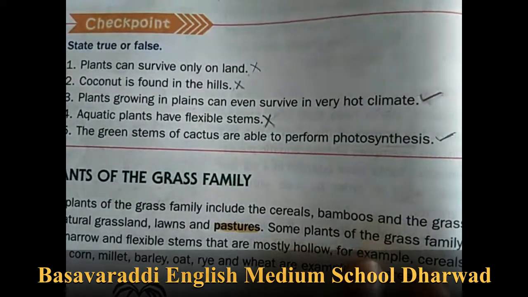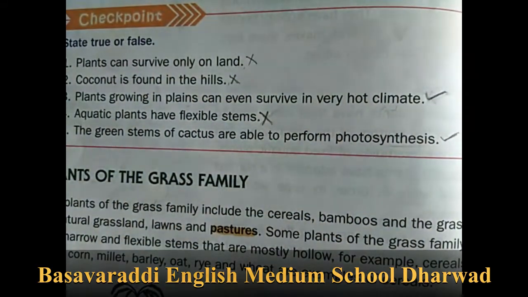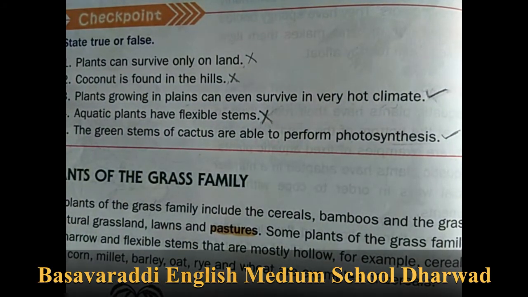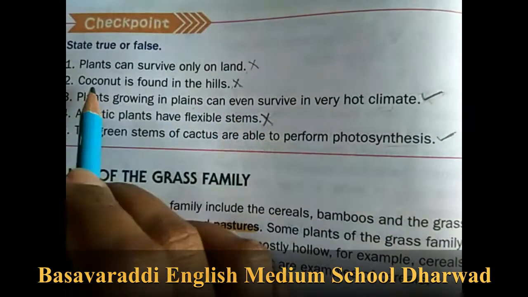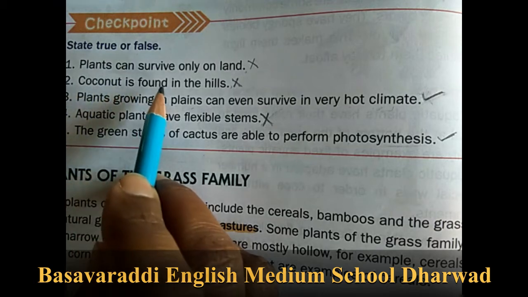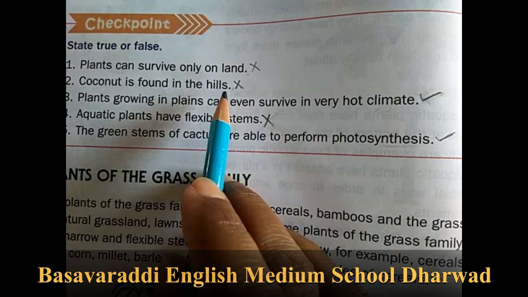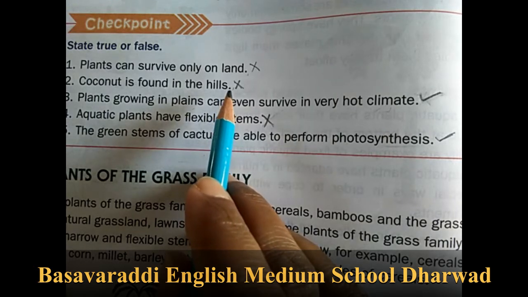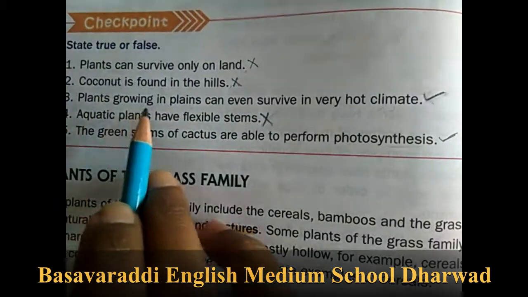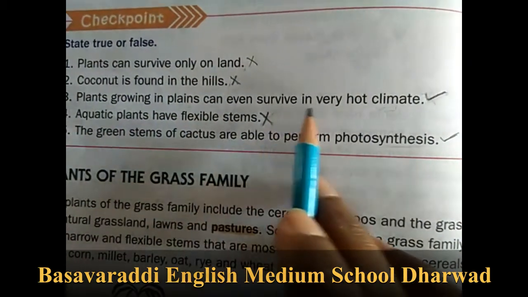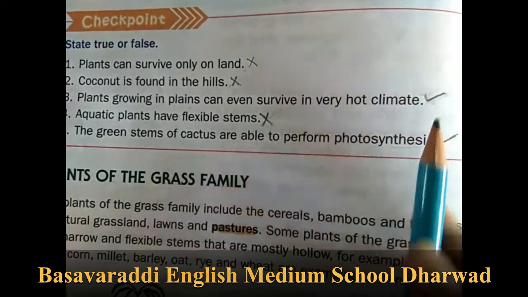True or false? Plants can survive only on land. False statement. The plants can survive under water as well. Second one, coconut is found in the hills. Wrong statement. The coconut is found in coastal areas. Third one, plants growing in plains can even survive in very hot climate. Yes, the statement is true.